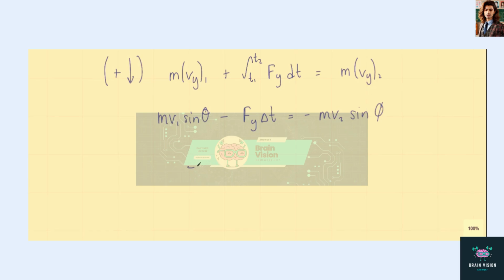Again, if we rearrange this equation, we can find the y component of the force that acts between the ball and the ground to be m v1 sine theta plus m v2 sine phi, all over the time of impact delta t. We'll call this equation number 3. So we've got the y component of this force.